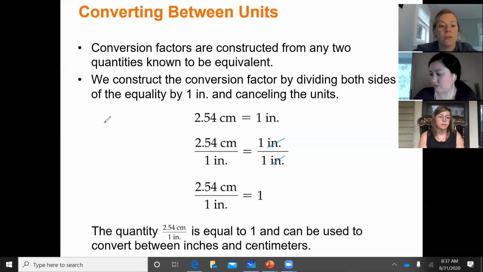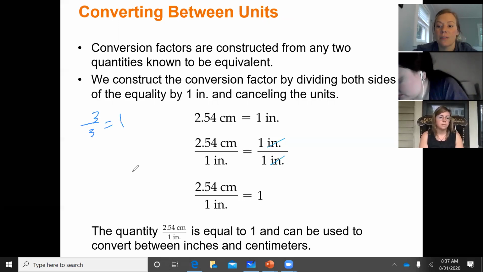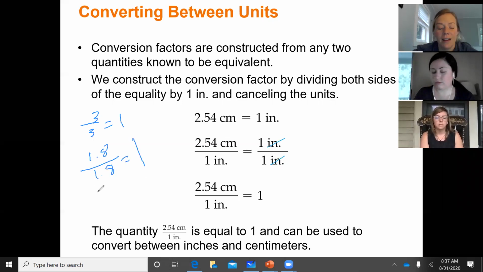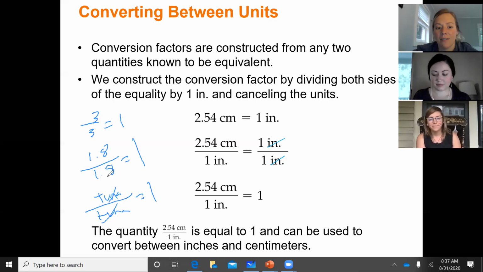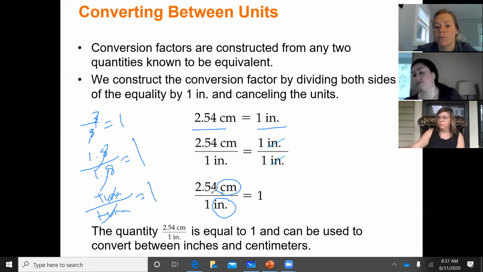Don't believe me? Let's do one here. 3 divided by 3 equals 1. 1.8 divided by 1.8 equals 1. Tuna divided by tuna should equal 1, okay? Because these things are canceling with each other. These two things don't have the same units, but they're equal to each other. They have different units, but we've already established that this is equal to this. So when you take those things over each other, they're equal to 1. So whenever we're using conversion factors, we're not changing the value of the number. We're just shifting its units.